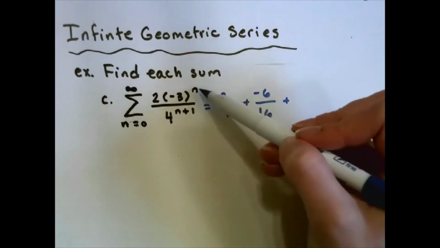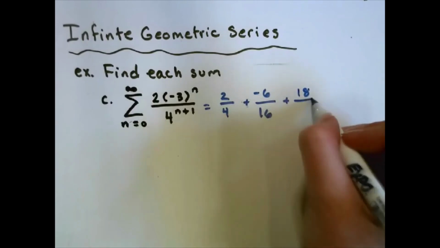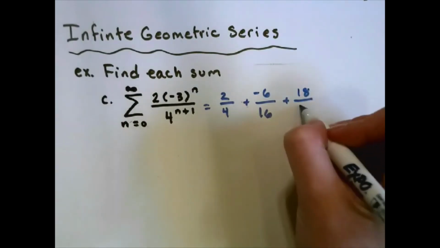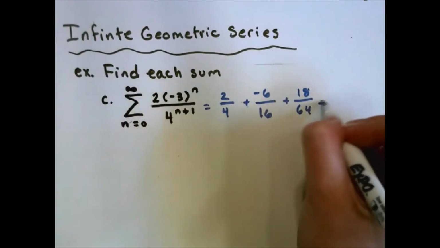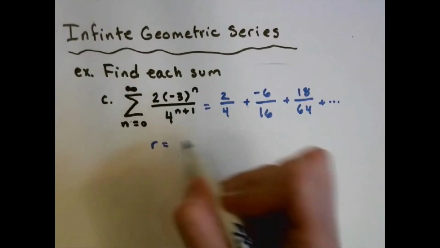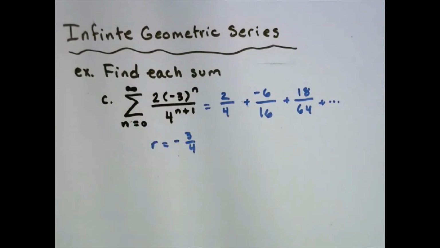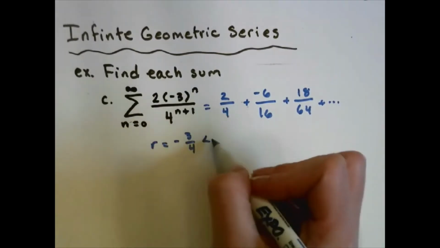The next one, if I square it, we plug in a 2, that'll be 9 times 2 is 18. And then 4 cubed is 64. So this again is geometric. Its common ratio, if we look, is going to be negative 3 over 4. So that is between negative 1 and 1.